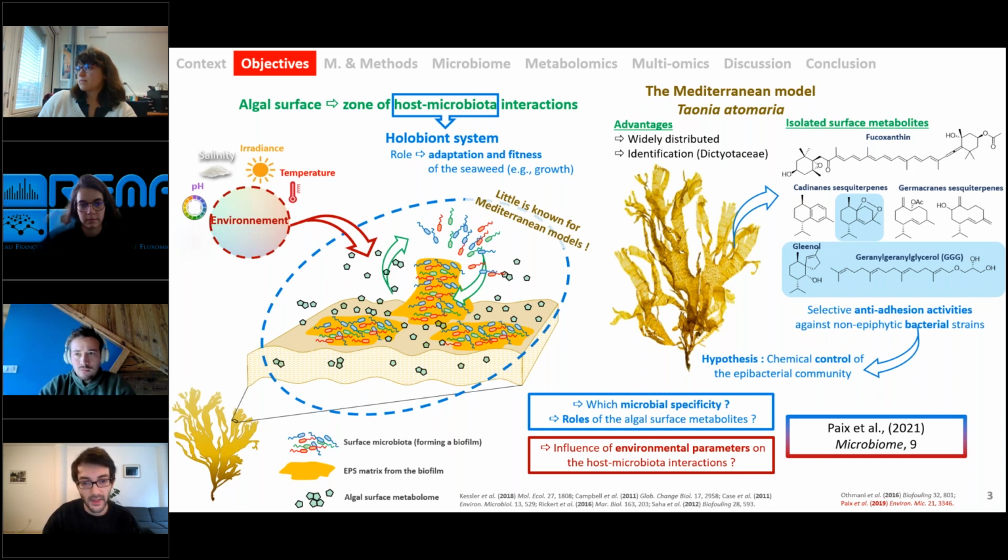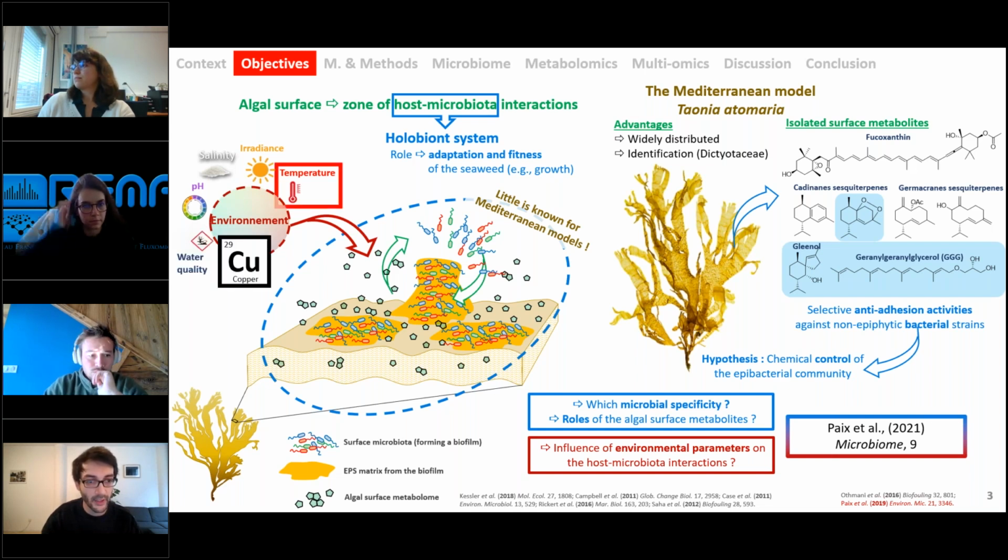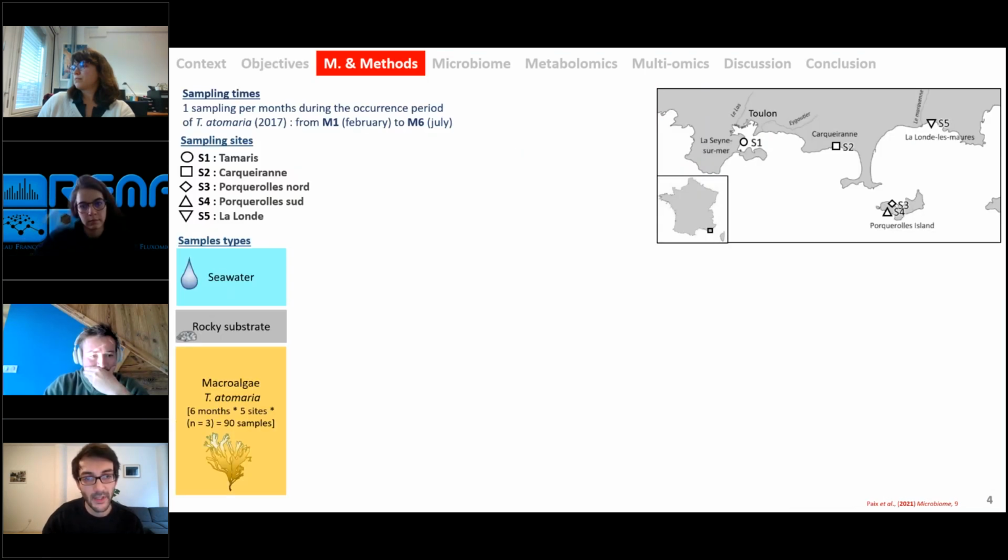And the second objective was to understand if some environmental parameters could influence these interactions, these host-microbiota interactions. And here for this talk, I'm going to present two parameters, the temperature and the copper, which I studied through spatiotemporal monitoring in the Toulon area. So we collected the algae during the whole occurrence period from February to July, and we collected this algae at different sampling sites.